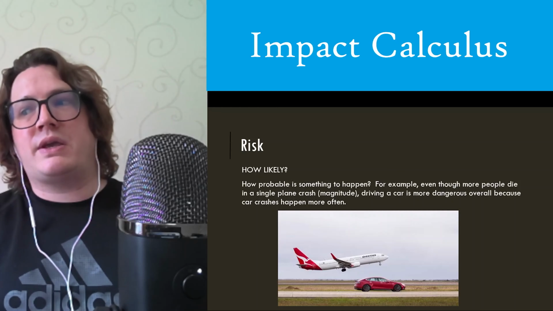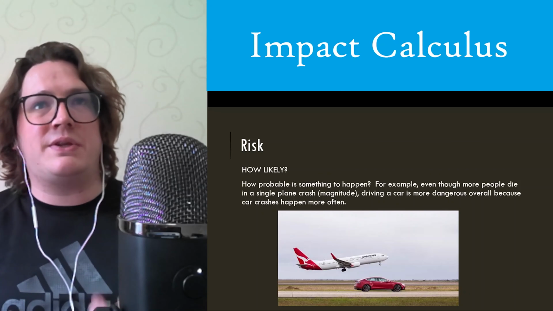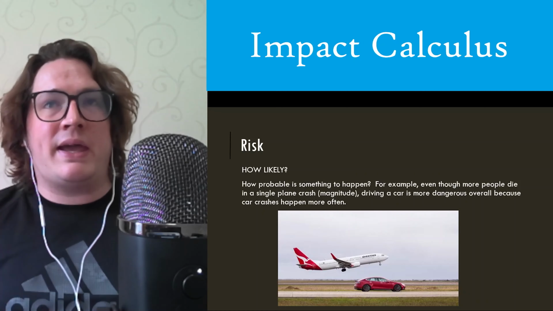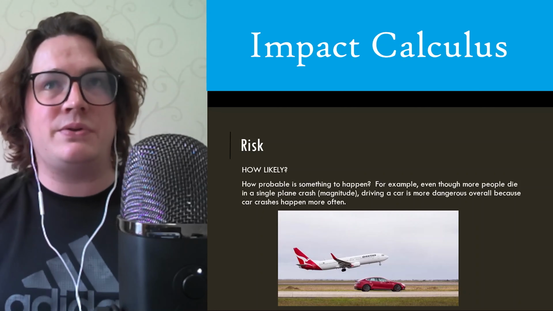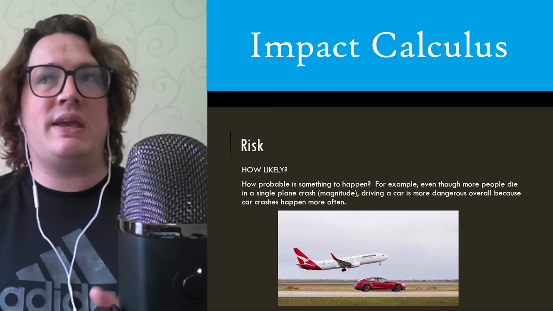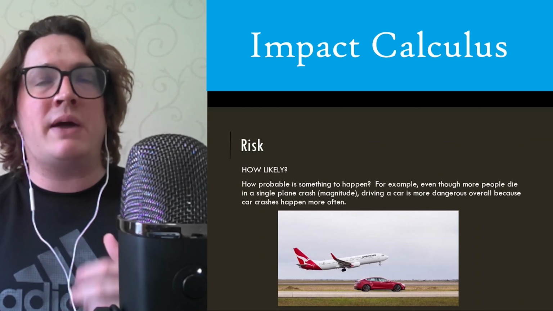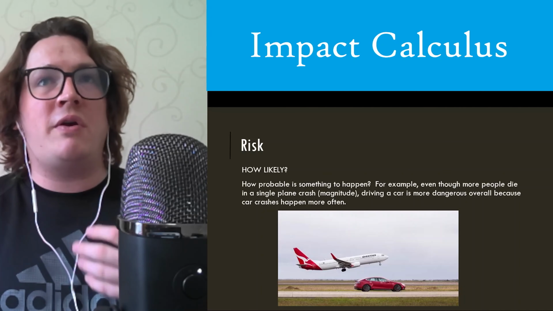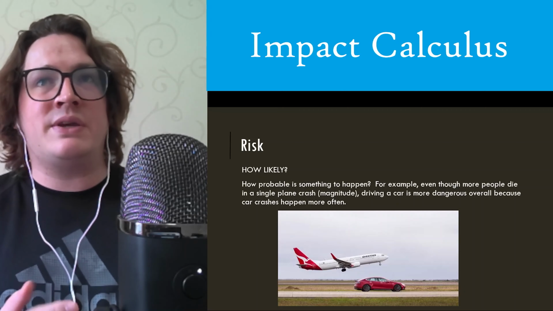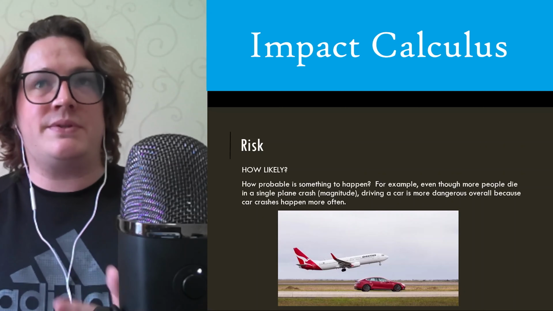So at that point, when you're weighing these sort of things, a lot of impacts may not have the same magnitude, but they have a much higher probability of happening. So overall, it's more of an important thing. And at the end of this, I'll give you some examples.